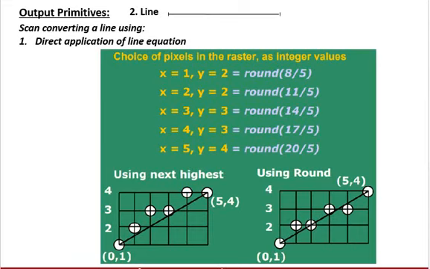By scan conversion, we can have multiple points like this point, this point, this point, and this point by applying the formula of x and y. But those points are not in the manner of a line. That is how we use the next higher value and then using the round. When you use the round, the values will look like this, and if we use the higher value, the values will look like this. That's why we prefer to use the rounded values for direct application of the line equation.